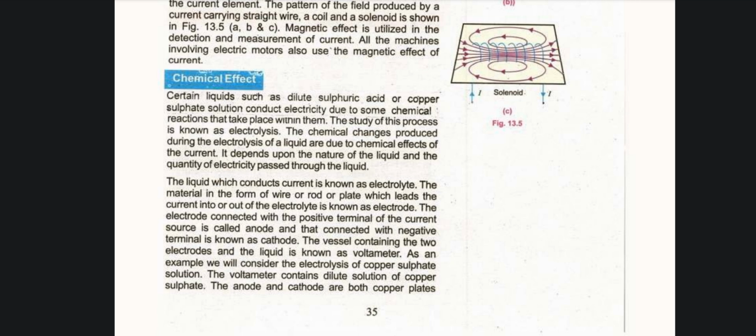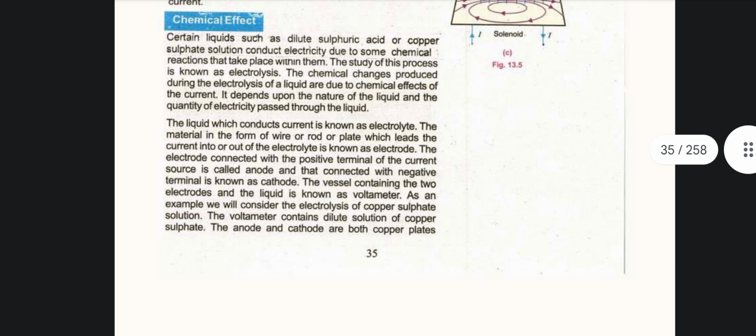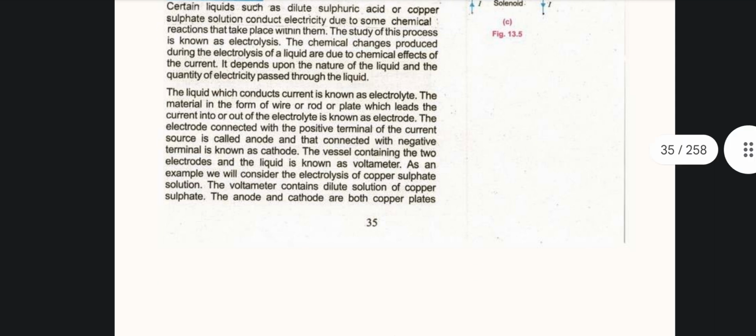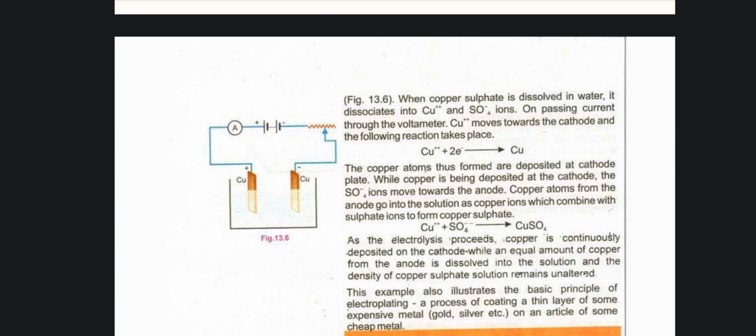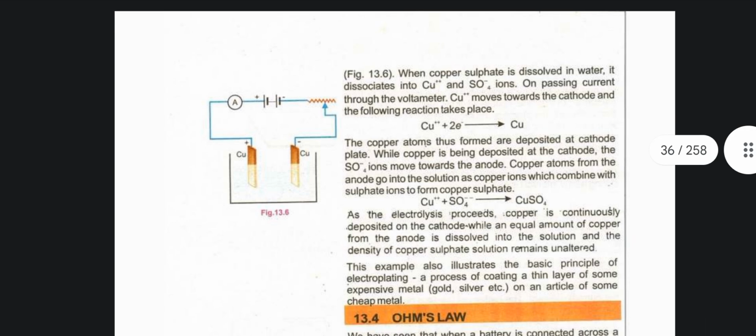As an example, we consider the electrolysis of copper sulfate solution. The voltmeter contains dilute solution of copper sulfate. The anode and the cathode are both copper plates. Figure 13.16. When copper sulfate is dissolved in water, it dissociates into Cu++ and SO4-- ions.